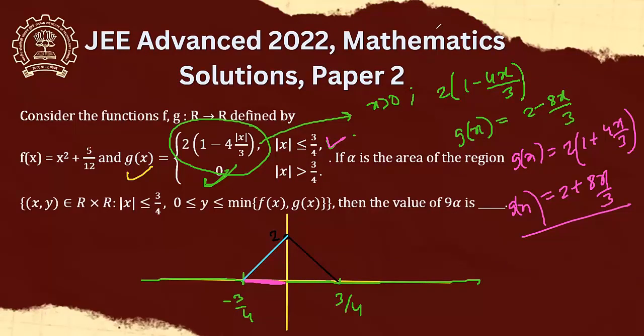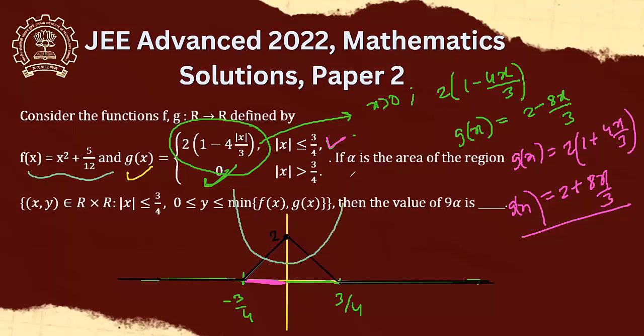So if I make the graph of g(x) in one color, this is going to be this black one: 0 until negative 3 by 4, then like this, and like this after that. The black line here is representing the function g(x). Now let's plot the function f(x). f(x) is simply a parabola, x squared plus 5 upon 12. That is going to be this parabola here, with this point being (0, 5 upon 12).